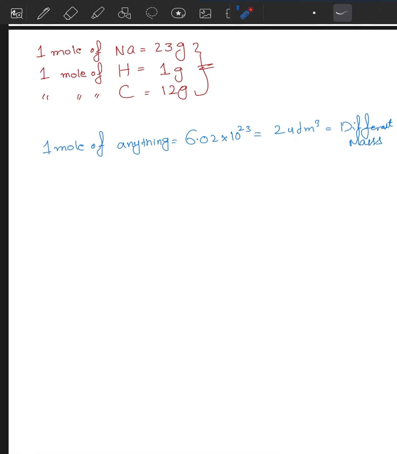It's just like if we have 1 dozen of bananas and 1 dozen of oranges. They will have the same number of particles, 12 each, but different mass because the particles have different sizes.